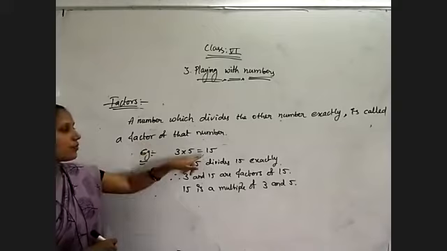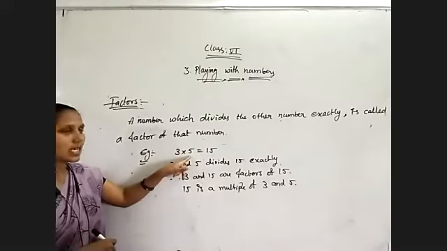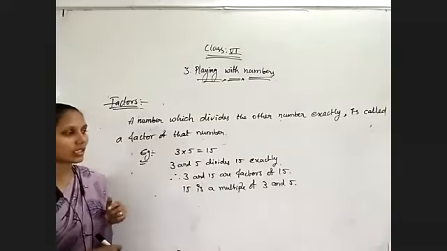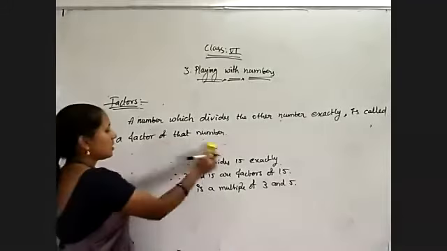So a number which divides the other number exactly is called a factor of that number. 15 is exactly divisible by 3, so 3 is a factor of 15, and 15 is exactly divisible by 5, so 5 also is a factor of 15. Now, different rules of factors.